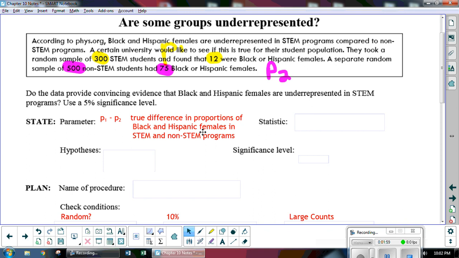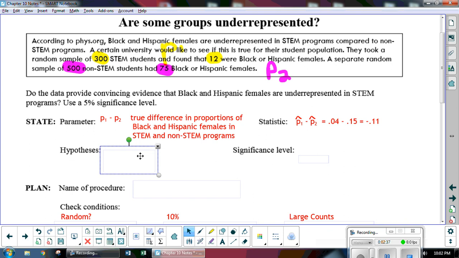parameter, bam, P1 minus P2. The true difference in proportions of Black and Hispanic females in STEM and non-STEM programs. P1 is going to be the STEM programs. P2 is going to be the non-STEM programs. If you do the math here, 12 divided by 300 and 75 divided by 500, you get a difference of negative 0.11, so 11% difference. And again, depending upon how you do this, you could swap the P's, doesn't matter. Generally, first group versus second group.